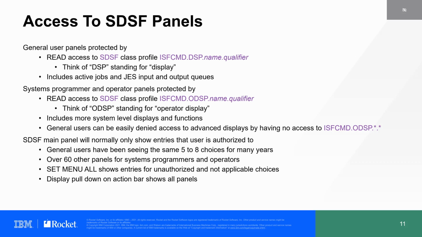You can issue a set command, set menu all, and that will show you all of the entries on the panel, no matter if you have access to them, but it will tell you why you can't normally see them, like it's the JES3 or you don't have access. But the display pull downs in the CUA action bars, they will always show all of the panels, but they'll be greyed out.